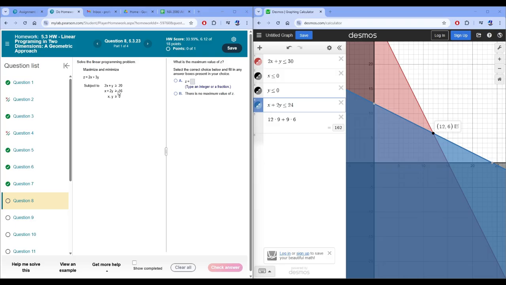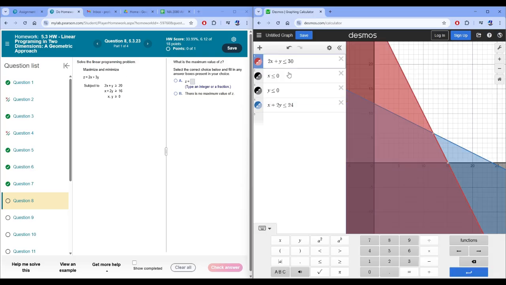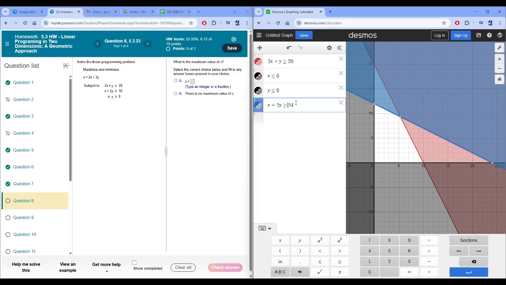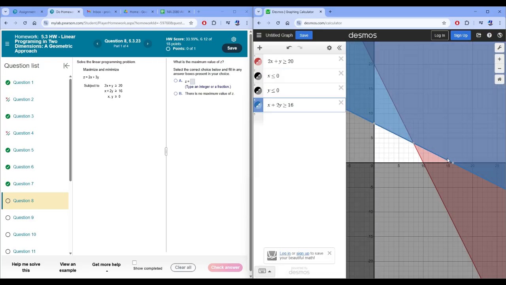Alright. So now as you can see, this is a very similar equation. I'm just going to get rid of this. I don't need that. So let's modify these equations. 2x plus y is now greater than or equal to 20. Boom, 20. And then my second equation is x plus 2y is greater than or equal to 16. So now here we're looking at 1, 2, 3. So if I want to minimize, which one's going to be the minimum value of z?